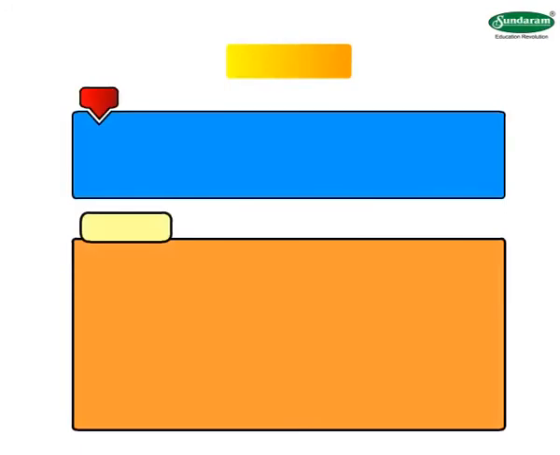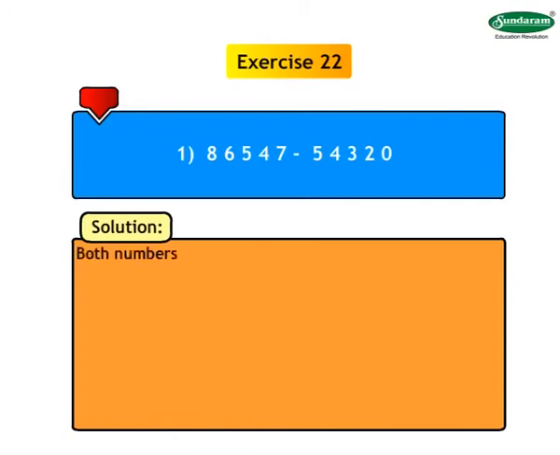Now let us solve examples from exercise 2.2, which involves 4 and 5-digit number subtraction. 1. Subtract 54,320 from 86,547. Solution. Both numbers are 5-digit numbers. Hence, starting from the units place U, next will be tens place T, hundreds place H, thousands place TH. Write as shown. Place the digits of the numbers starting from the units place and proceeding to the left. Put a minus sign to the left as shown.